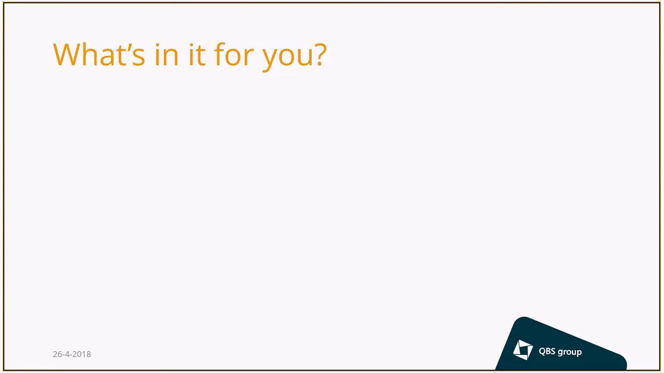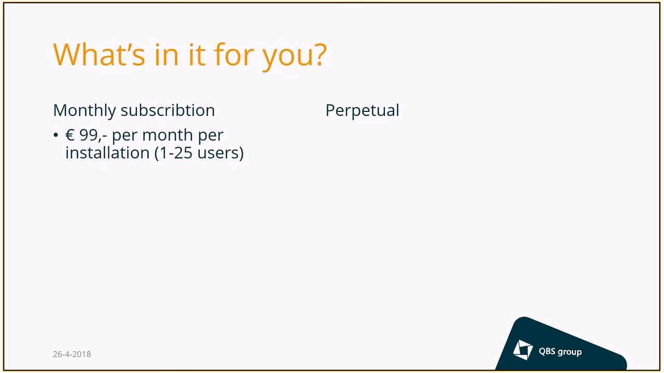So let's talk money. We have two separate licensing structures. You can do it in a monthly subscription, and we still have the normal perpetual license structure. The monthly subscription is only 99 euros per installation per month. This is for 1 to 25 NAV users. And perpetual is 2,000 euros and 20% annual maintenance. This also includes help desk. And this is also for 1 to 25 NAV users.